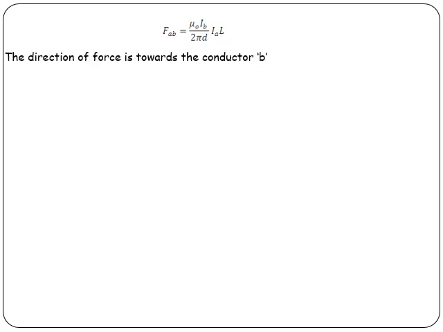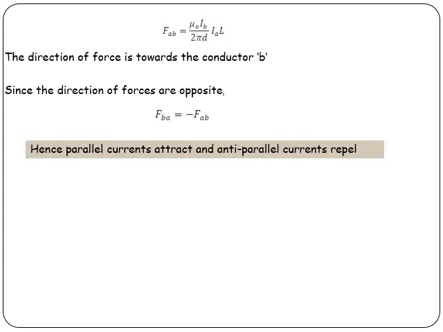We will substitute the equation of magnetic field in the force equation. So FAB is equal to mu naught IB divided by 2 pi d into IA into L. This is the force acting on conductor A. Since the directions of forces are opposite, FBA is equal to minus FAB. That negative sign tells the forces are opposite to each other.